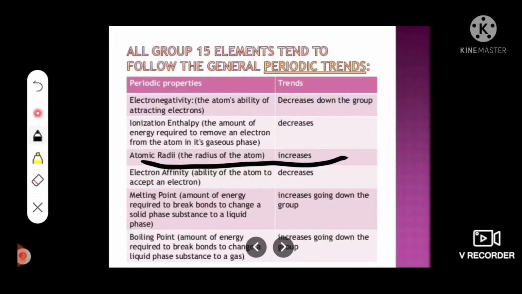Due to higher ionization enthalpies, group 15 elements are less electropositive or less metallic than group 14 elements. Electropositive character increases down the group. Nitrogen and phosphorus are non-metallic. Arsenic and antimony are metalloids. Bismuth is metallic. And the melting and boiling points of these elements increase going down the group.